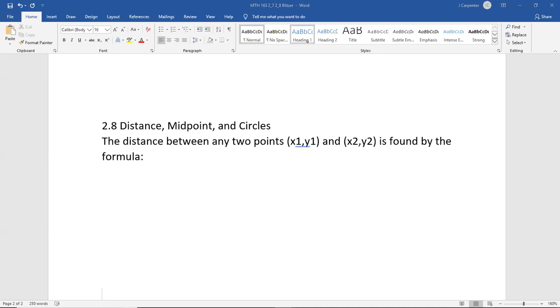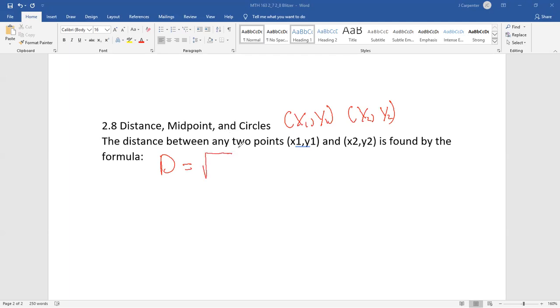So let me use my pen. This should really be x little 1 comma y little 1 and x little 2 comma y little 2. So those are our 2 points. The distance between any 2 points is found by this formula. D equals the square root. It's a big square root. We have a parentheses inside of that square root. And in that we go x2 minus x1 squared, then plus, in parentheses, y2 minus y1 squared. Got to memorize this.